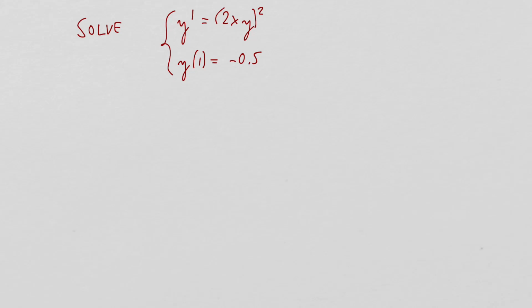Let's solve this initial value problem where we have a differential equation and an initial condition. We can put the power 2 separately on all of these terms here to get that the derivative of y is 4x squared y squared. This is a separable equation.